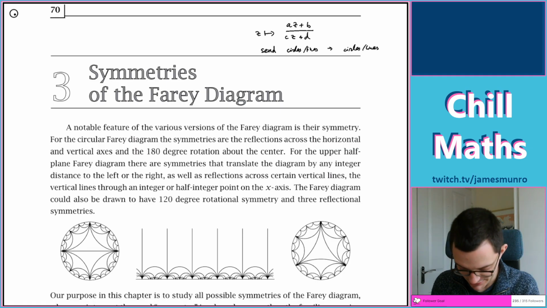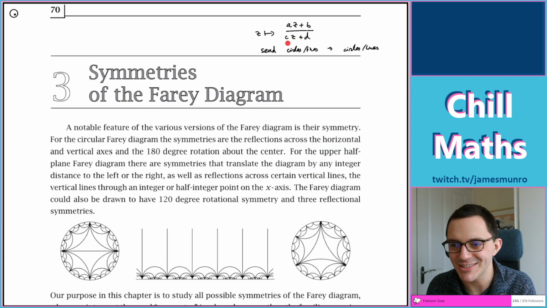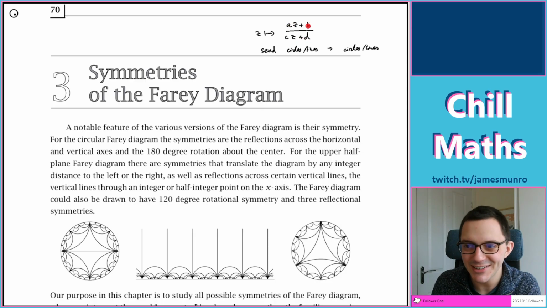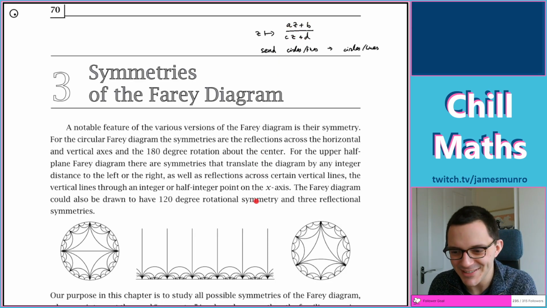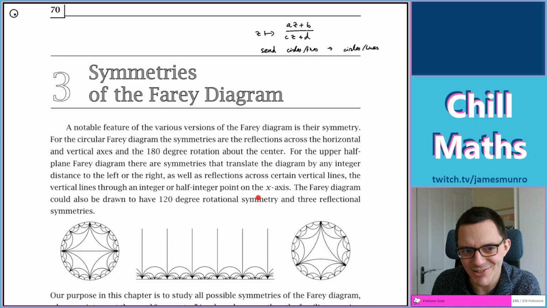Right, okay, so what are they actually telling me? For the upper half plane, it's a fairy diagram, there are symmetries which translate as well as reflections. This is good for me so far because those are both examples of this with no denominator. So C is 0, D is 1, gives you nice transformations like translations and scalings and reflections. Could also be drawn to have a 120-degree rotational symmetry. That is not obvious, right? So we had this thing before where you put the fractions around the outside and you join them up based on some rules. It is not obvious to me that you could distort it like this.